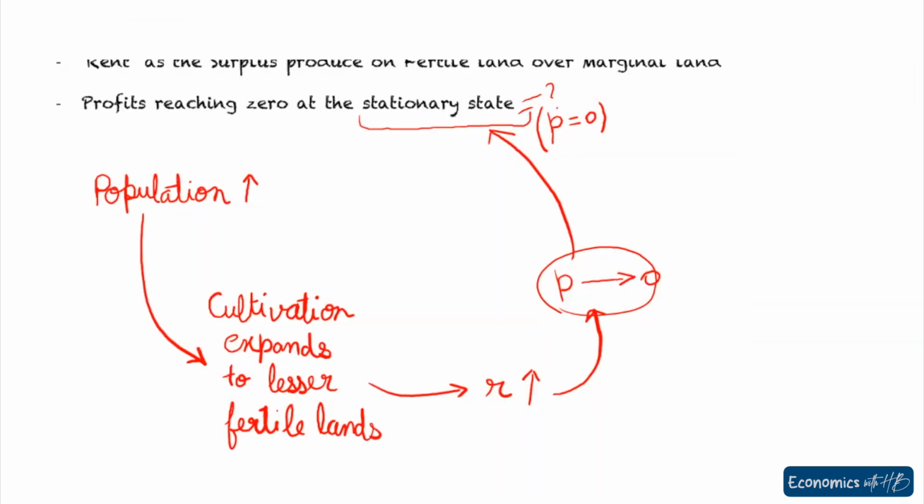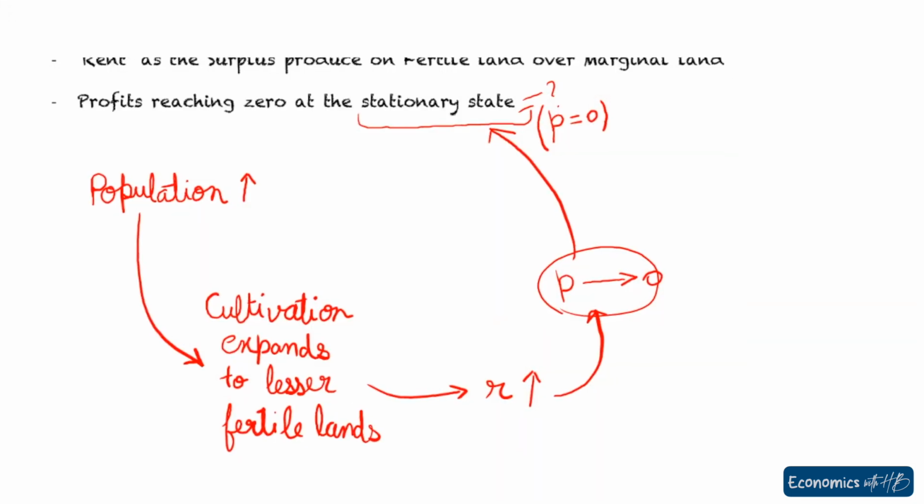A quick recap. What is a stationary state? As population increases and cultivation expands to lesser fertile lands, rents increase. When rents and wages eat into profits, to the extent that profits reach zero, we say that the economy has entered stationary state.